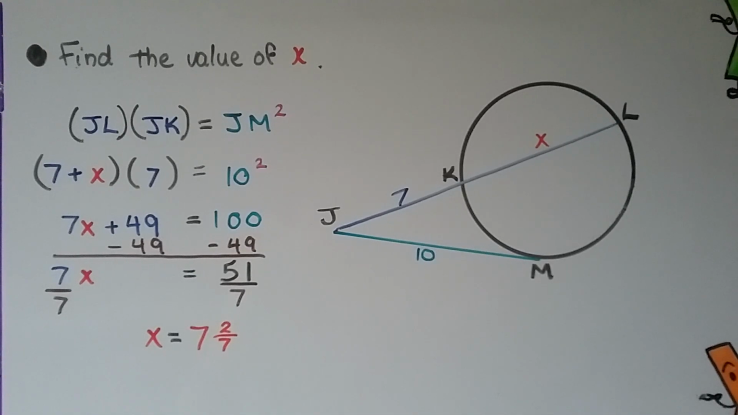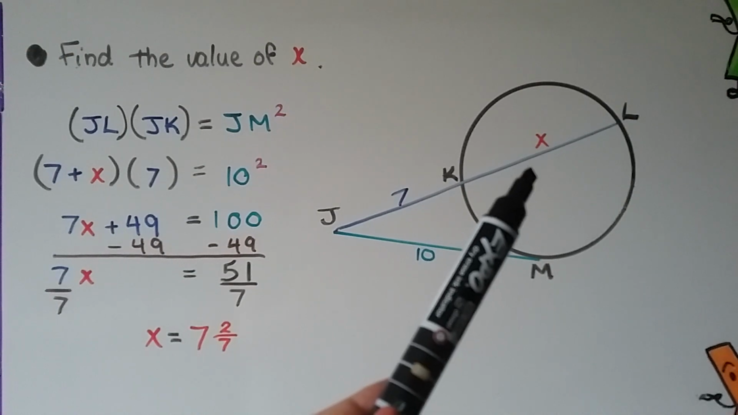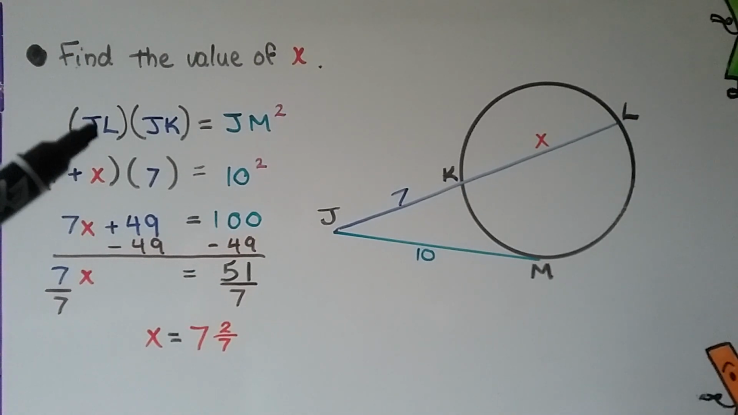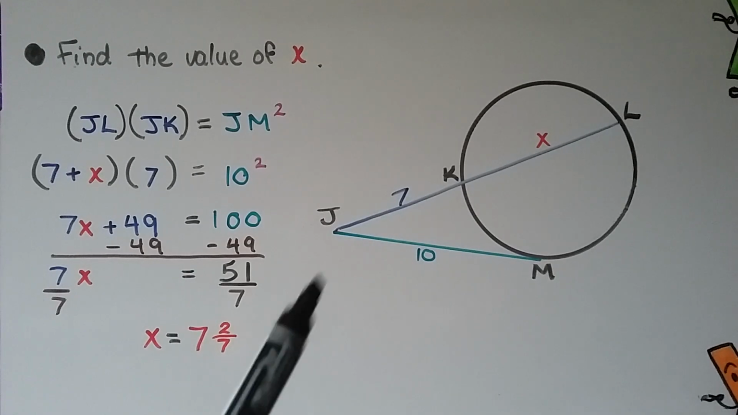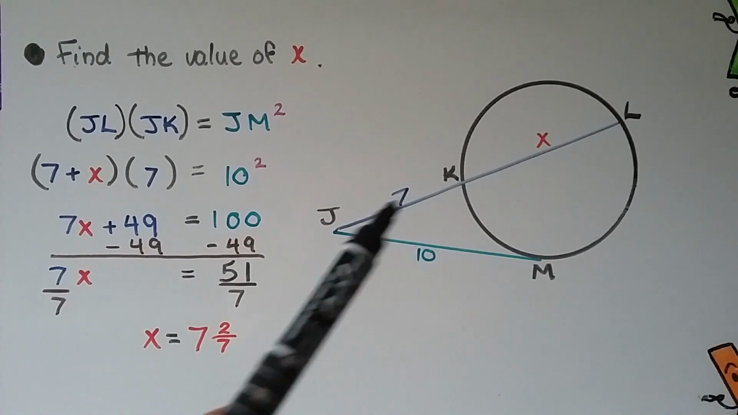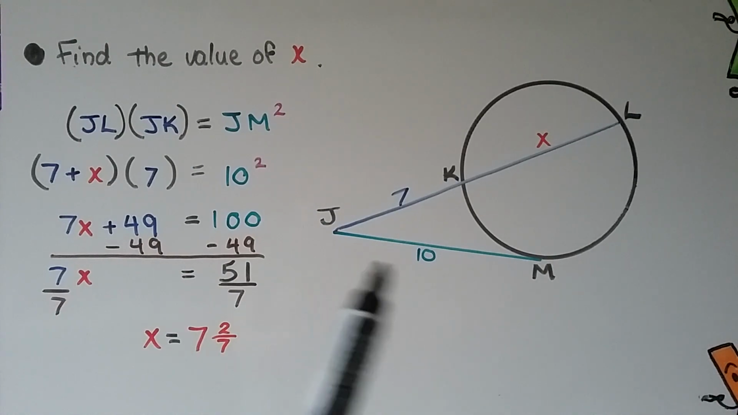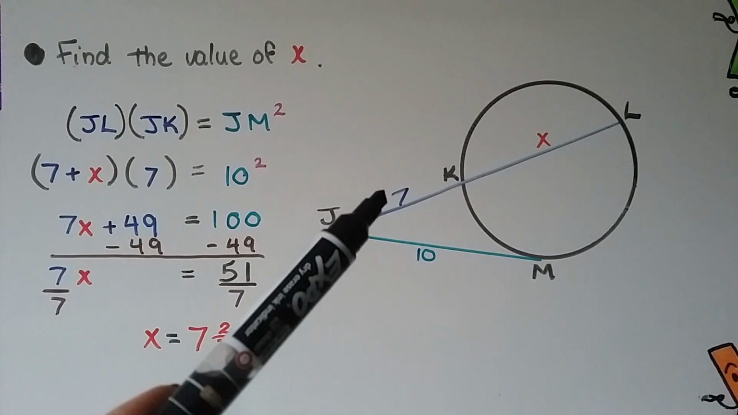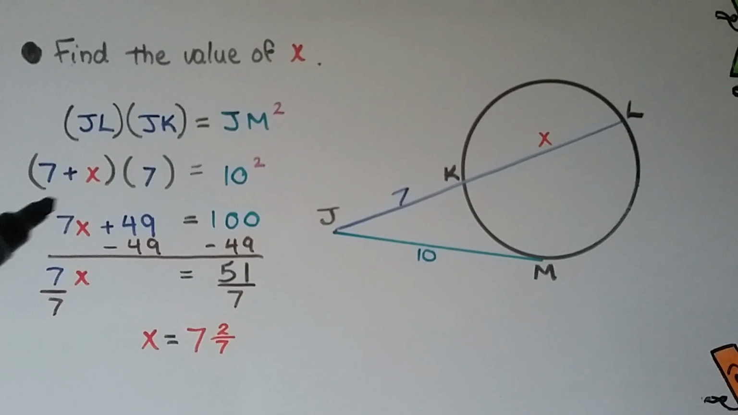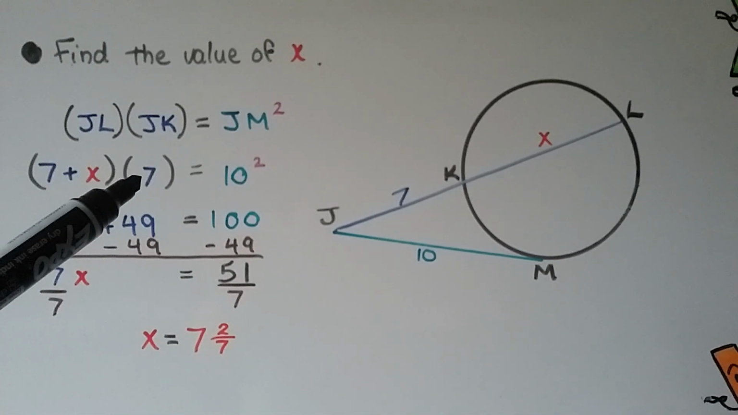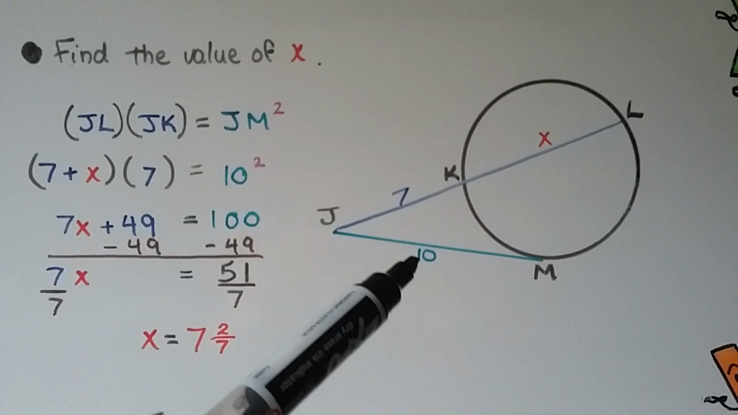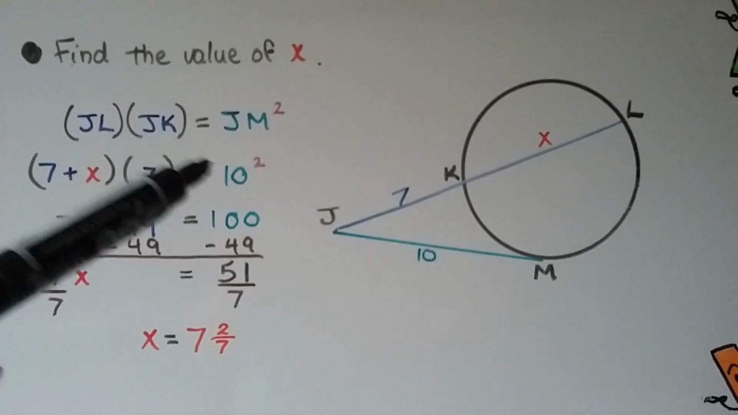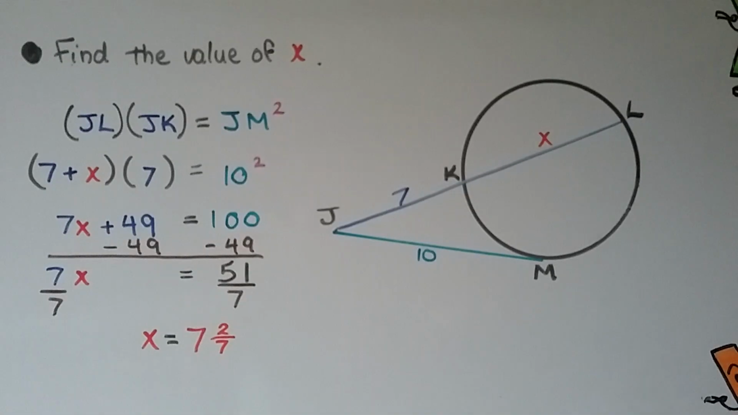We can find the value of x. Now it's on the inside of the circle. We have JL, this entire length, times JK, this little external segment, is going to equal JM squared. We see this is a 7, that's an x, so we have 7 plus x. Remember, we add them. I'm going to multiply it by that little external segment, 7, and it's going to equal 10 squared. We know right away that 10 squared is a 100.